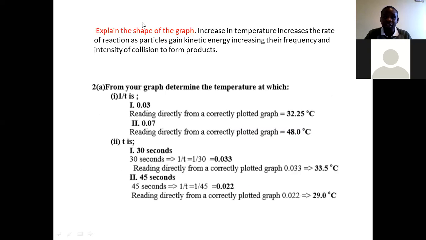When you explain the shape of the graph, we have indicated that it's going to be a straight line, indicating that an increase in temperature increases the rate of the reaction as the particles gain kinetic energy, therefore increasing the frequency and intensity of collision to form the product. So these questions, you can only answer them once you've drawn the graph. So I'm going to skip them for now.